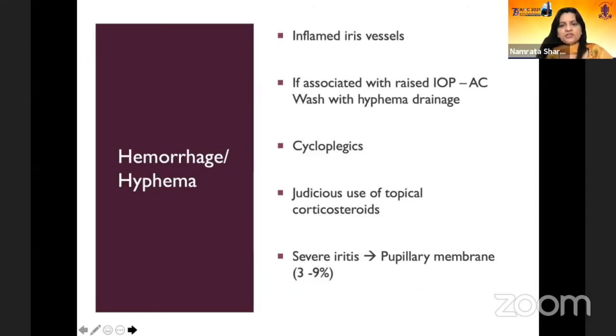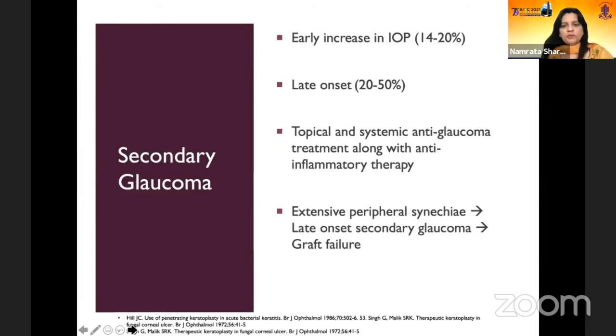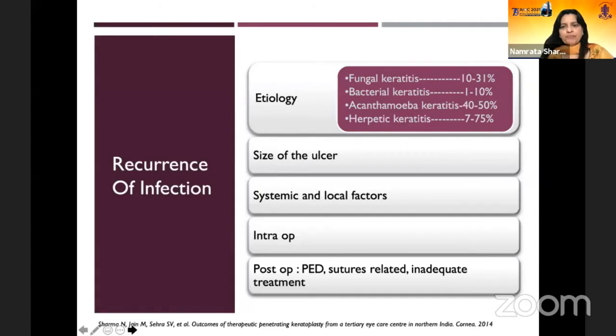Then you can have hemorrhage or hyphema, and it is important that you use the topical steroids judiciously, and hyphema may need to be drained in some of the cases. Then it can lead to severe iritis also, and formation of a pupillary membrane. The raised intraocular pressure needs to be tackled with topical and systemic anti-glaucoma treatment. And if there are extensive peripheral synechiae or late-onset secondary glaucoma, then this can lead to a graft failure. Now, recurrence is known in these cases, and these are the figures which have been given for recurrence.